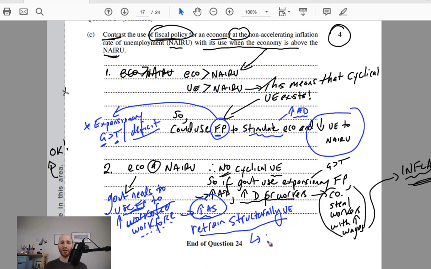So what we're doing, we're going to use fiscal policy not to stimulate the economy, but instead to run retraining programs, labour market programs, workforce programs to give the structurally unemployed the right skills to get into the workforce, to create extra jobs, people to take those jobs, and to boost aggregate supply. But our key distinction is this.